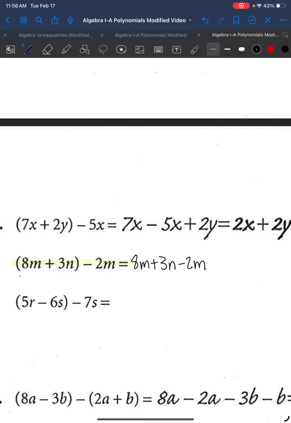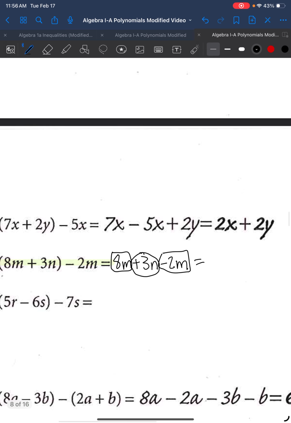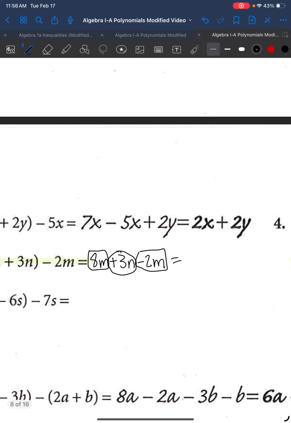Be careful of the variables. Be careful of the letters that you don't accidentally change them. So I'm going to look for like terms, or I'm going to look for the same letter, the same variable. I see that I have 8m and minus 2m. This 3n right here doesn't have anything that matches it. So we're going to let that hang out by itself and it's not going to be combined with anything. So 8m minus 2m, don't forget about this sign right here in front of the 2m. You have to keep that negative sign.